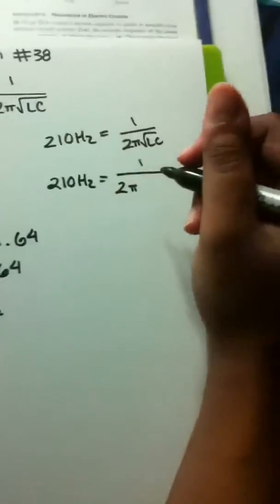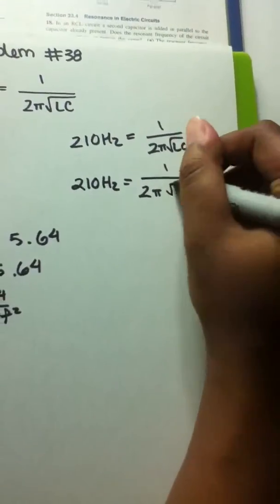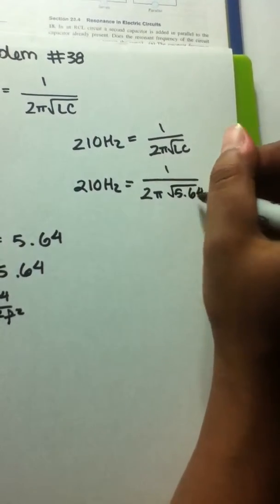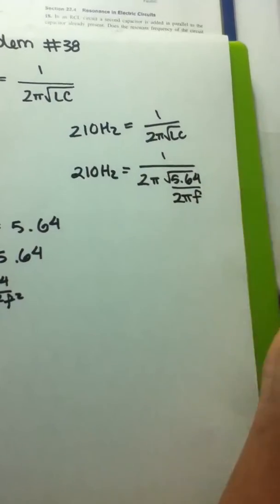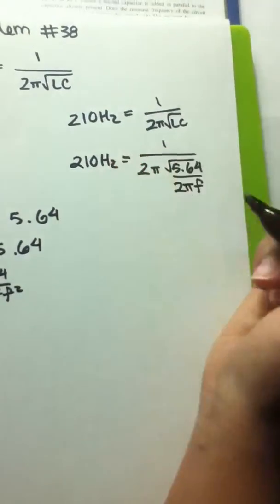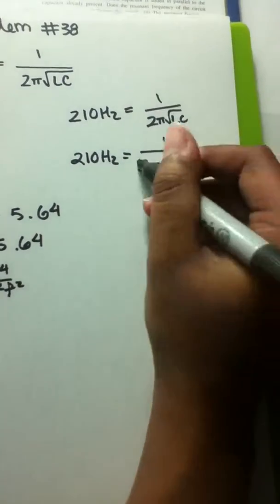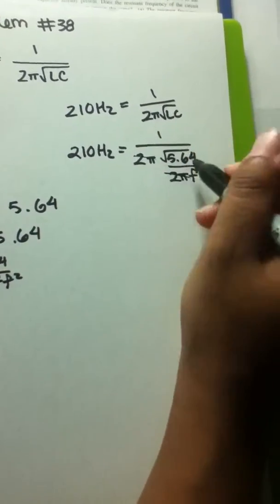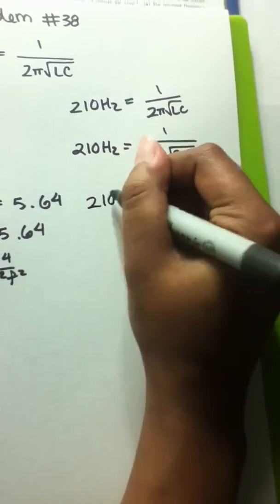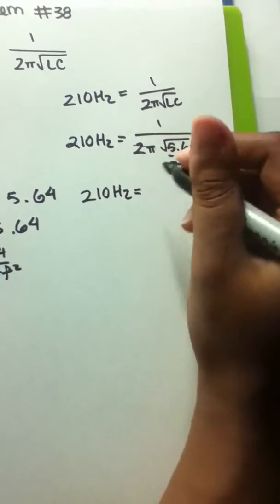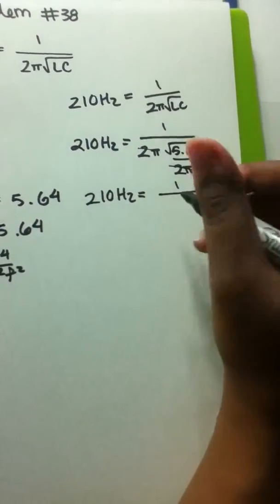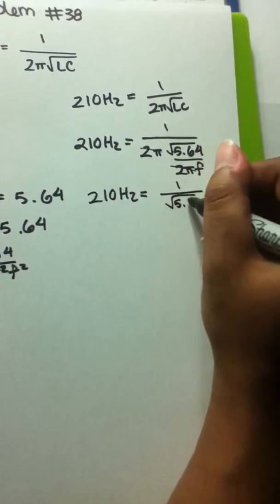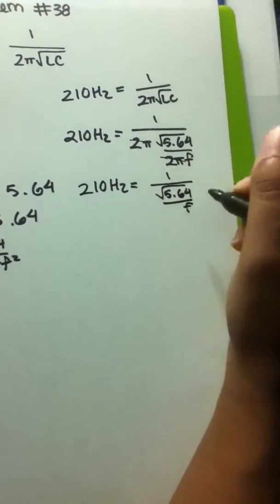So I'm going to bring this over here. 5.64, and this is what we just derived, over 2 pi F. And so I am just going to get rid of the 2 pi's right here. This is all in the denominator. 210 Hz is equal to 1 divided by, once the 2 pi's are canceled off, you're only left with the square root of 5.64 divided by F.